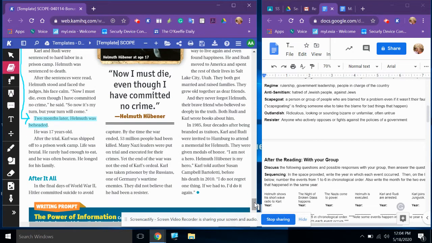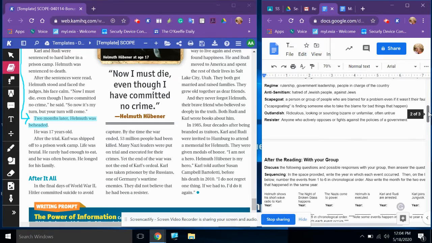In 1985, 4 decades after being branded as traitors, Karl and Rudy were invited to Hamburg to attend a memorial for Helmuth. They were given medals of honor. "I'm not a hero. Helmuth Huebner is my hero," Karl told Susan Campbell Bartoletti before his death in 2010. "I do not regret one thing. If we had to, I'd do it again."